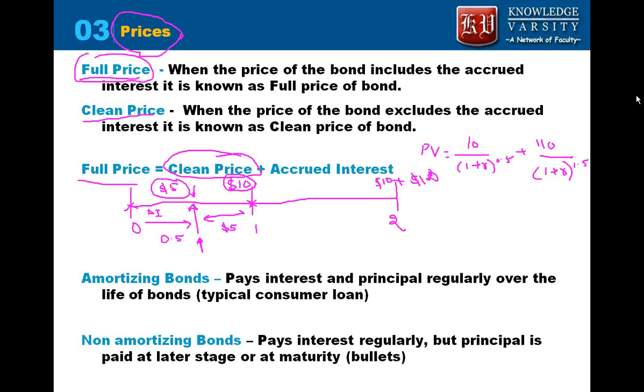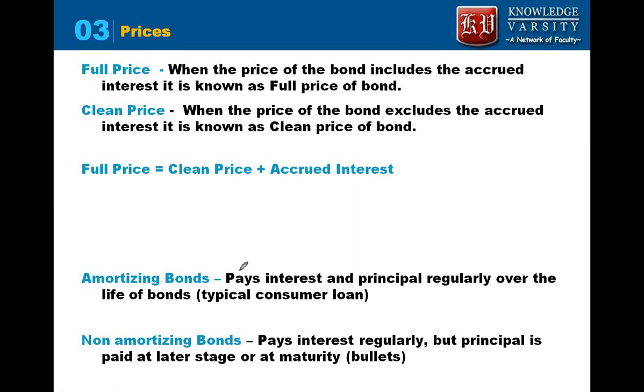Sometimes there are bonds which will pay interest as well as principal regularly. These bonds are called amortizing bonds. Most of the consumer loans are amortizing bonds. Similarly, there are bonds which will pay only the coupons and the principal will be paid at the end, on maturity. These are the non-amortizing bonds.